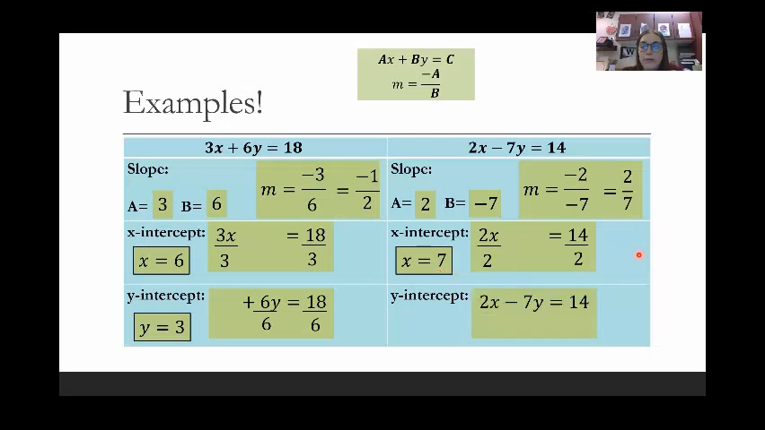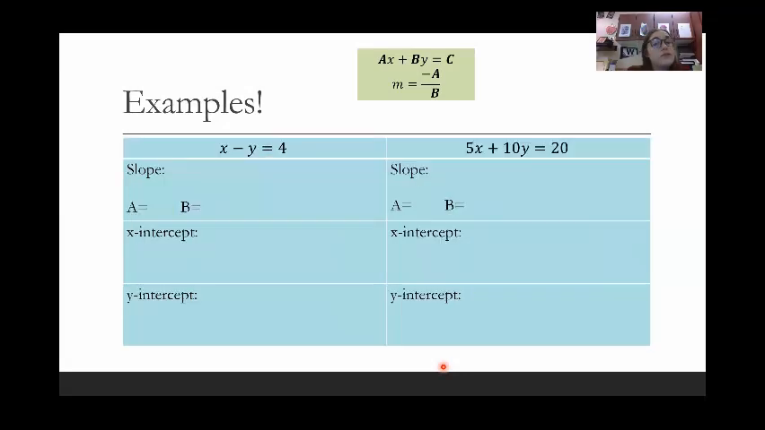So for y, we're going to cover up x. So we have negative 7y equals 14. And then we're going to divide by negative 7 on both sides. 14 divided by negative 7 gets us negative 2. All right, so we're going to do one more like this, and then you guys will try one of these on your own.